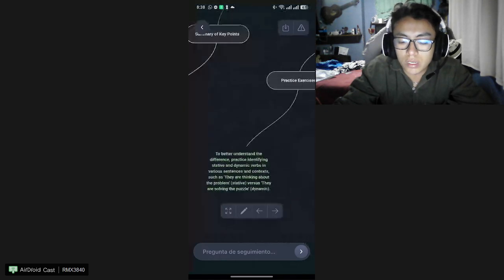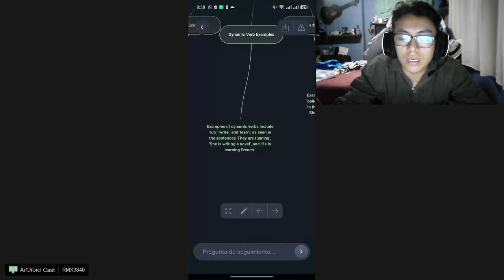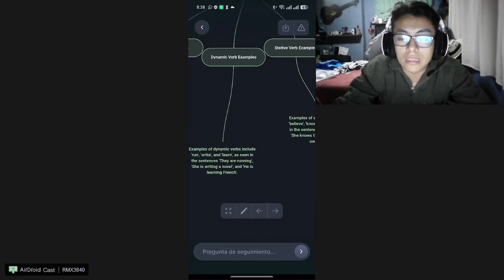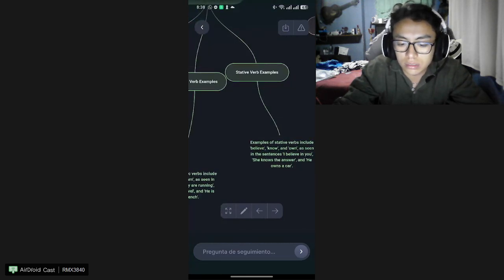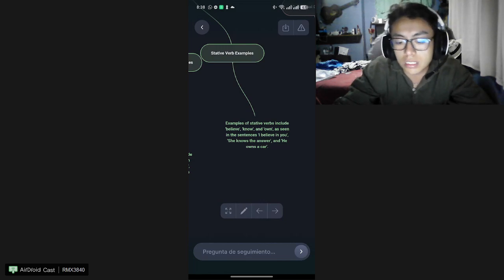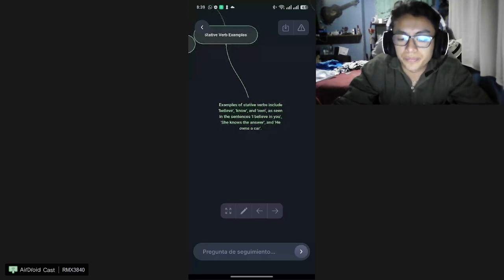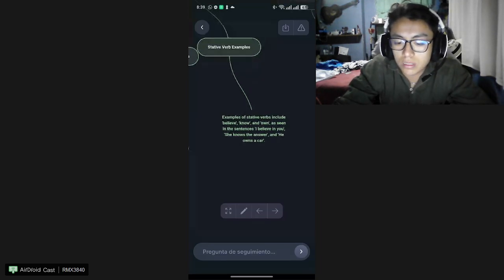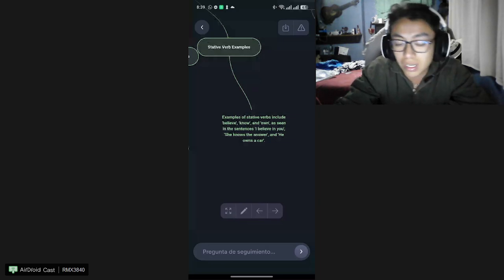In this part, I liked it because I learned the difference between stative and dynamic. Examples again: examples of stative verbs include believe, know, and own. We have to learn these special verbs because I understand this sentence: I believe in you, she knows the answer, and he owns a car.